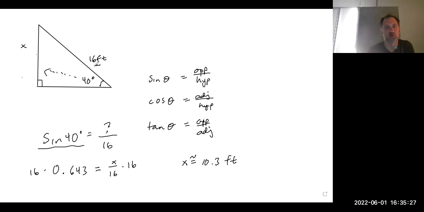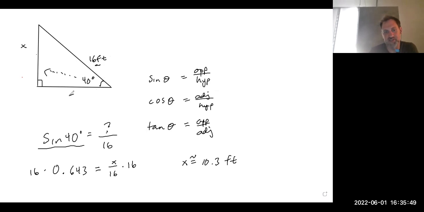Now, this is not a word problem. I've still given you a very abstract problem with just numbers provided, but you'll definitely run into word problems where we're going to need to use basic trigonometry to figure out the missing side. All you need is an angle and one side, and you can figure out all the other sides.